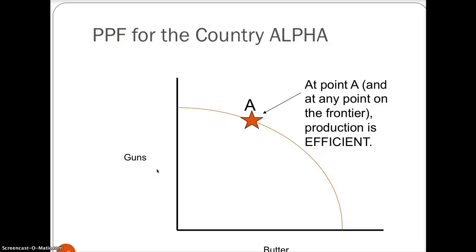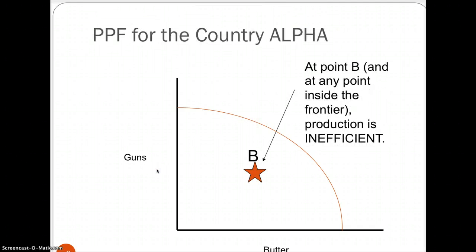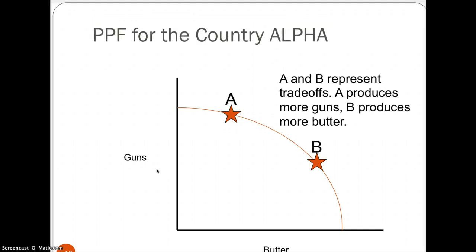It's important to note that any point on the PPC is an efficient use of resources. This country is maximizing its efficiency when it is producing on the production possibilities curve. Any point inside of the frontier, like point B, is inefficiently using its resources, because it could produce on the PPC if it wanted to and make more guns and more butter, but it's not. It's also important to note that there are trade-offs as you move from point to point on the production possibilities curve. A and B represent trade-offs. A produces more guns and B produces more butter.